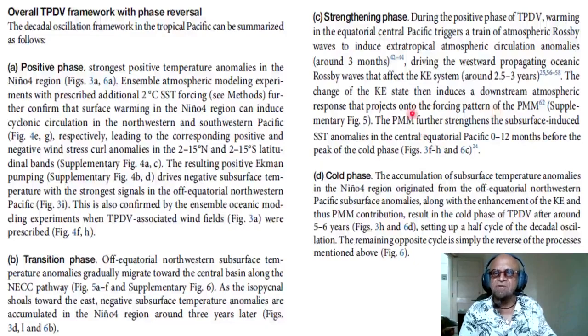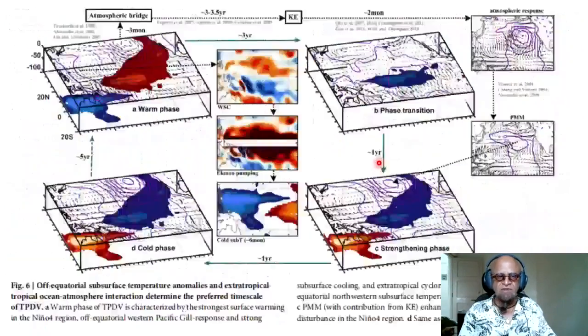Okay, so the change of the Kuroshio extension state then induces a downstream atmospheric response that projects onto the forcing pattern of the Pacific meridional mode. The PMM further strengthens the subsurface-induced SST anomalies in the central equatorial Pacific 0 to 12 months before the peak of the cold phase, which was shown here in 6C.